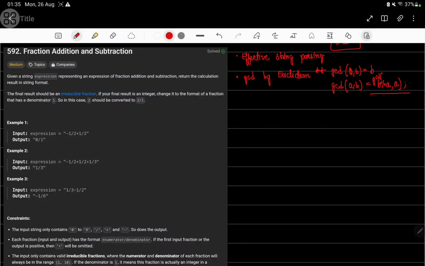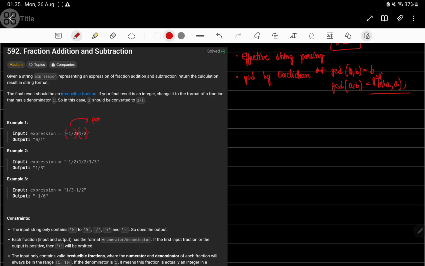Another simulation problem. We need to just do what is given in the question. We have to make additions or subtractions of fractions. So first we need to consider that this is one fraction, this is the other fraction.